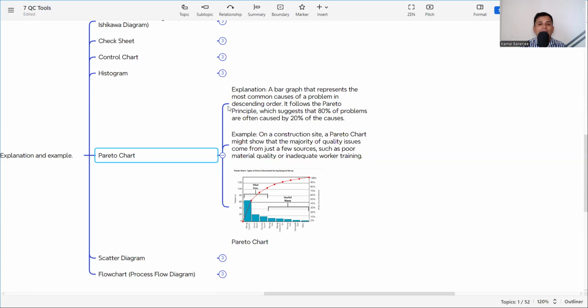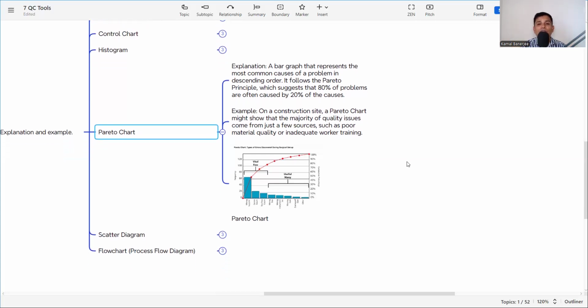A bar graph that represents the most common causes of a problem in descending order. It follows the Pareto principle, which suggests that 80% of problems are often caused by 20% of the issues. So whatever problem we are facing, it is due to 20% of the reasons, and the other 80% of the effects represent those 20% causes. On a construction site, a Pareto chart might show that the majority of quality issues come from just a few sources, such as poor material quality or inadequate worker training.